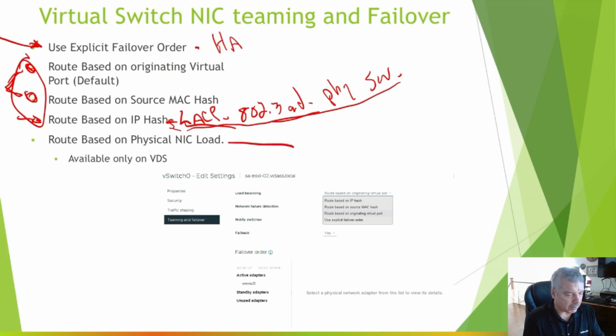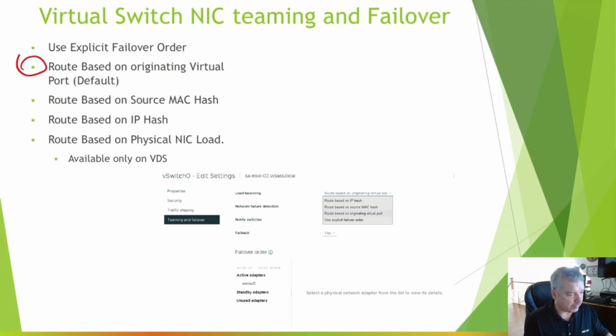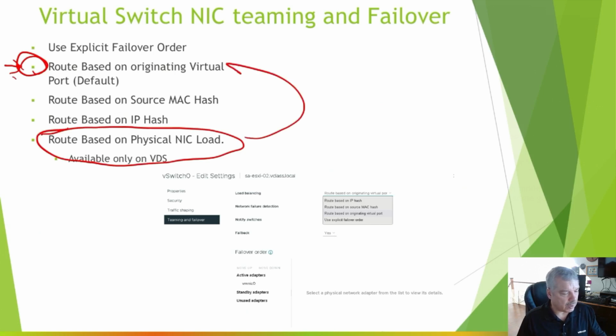Route based on physical NIC load. This is load-based teaming, only available on the virtual distributed switch. It's sort of an offshoot of these guys. Remember I said some VMs will use the first NIC and some VMs will use the second. Well, if that first NIC is oversubscribed, it doesn't care. The second NIC could be not being used that much. So it doesn't look at the workload on the physical NIC. This one, route based on physical NIC load, is sort of an offshoot of that.